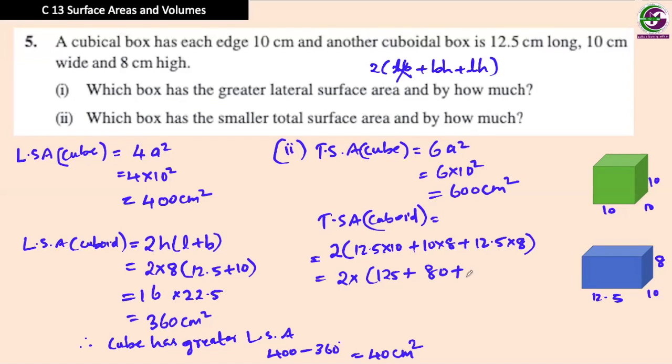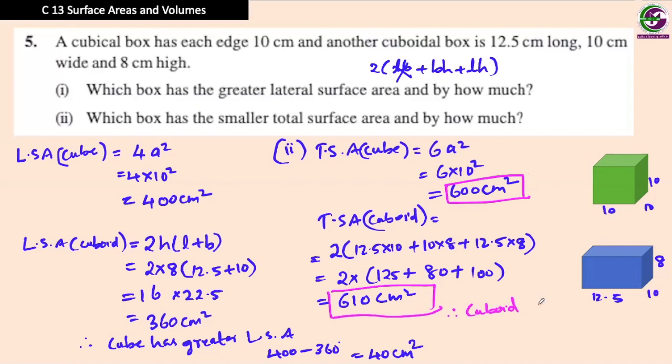80 plus, which is equal to 610 centimeters square. Total surface area of the cube is 600, and total surface area of the cuboid is 610. So we can find, therefore, the cuboid has larger total surface area. And by how much? By 10 centimeters square. So these are the final answers.